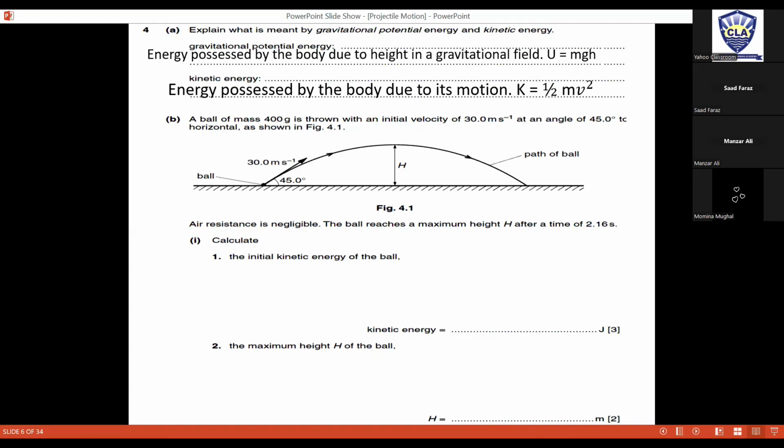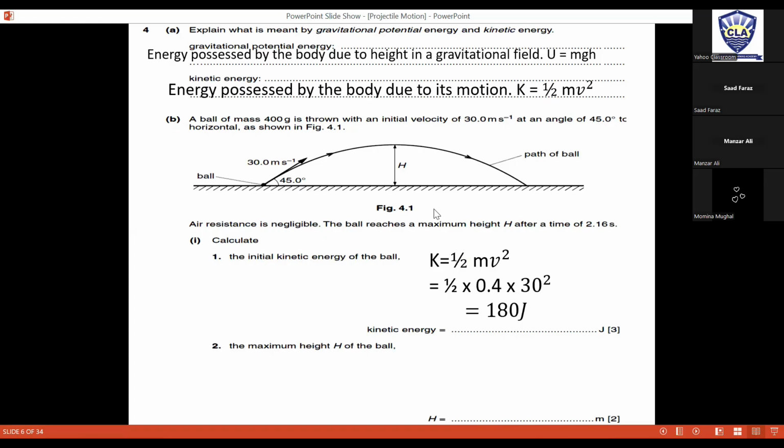What is the initial kinetic energy? Initial kinetic energy depends on the value of initial velocity. It will be half mv squared. m they have given us as 400 grams and the initial velocity is 30, because that is the total velocity initially. Using that, I can find out the value of initial kinetic energy.